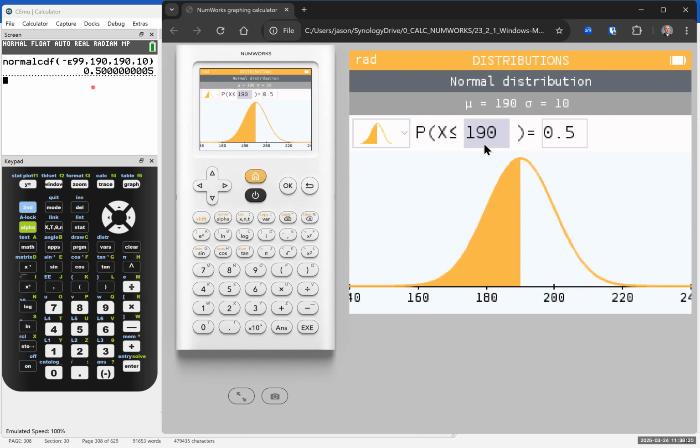Okay, so that's how you can use the normal CDF function on the Texas Instruments to get an area. And this is how you can use the distribution app to get the area to the left or to the right. Now let me actually show you how to get the area on the other side.